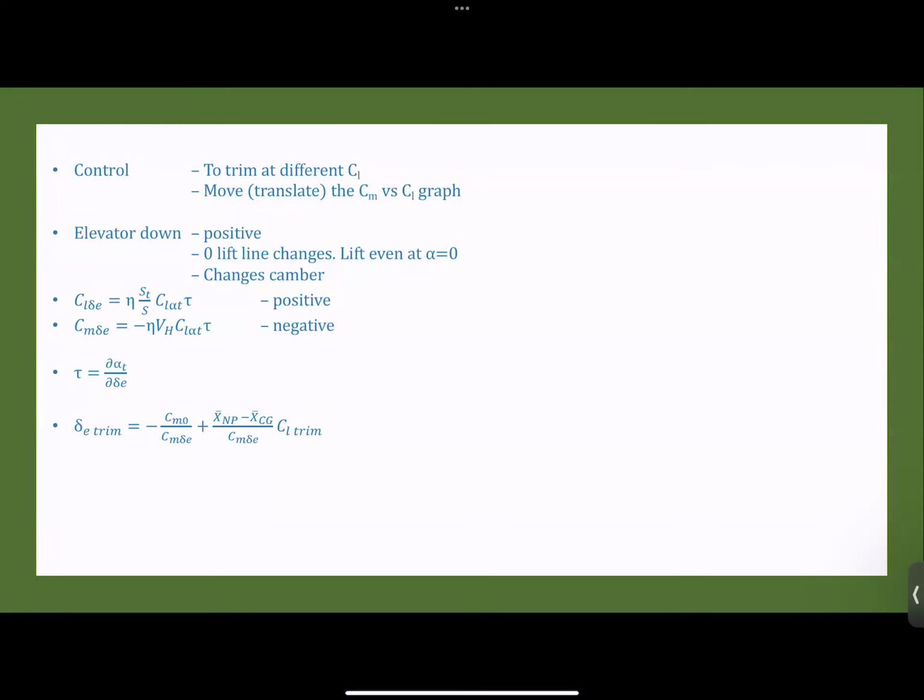So if this is your Cm versus Cl, and you deflect control surfaces, the slope of the graph remains the same.